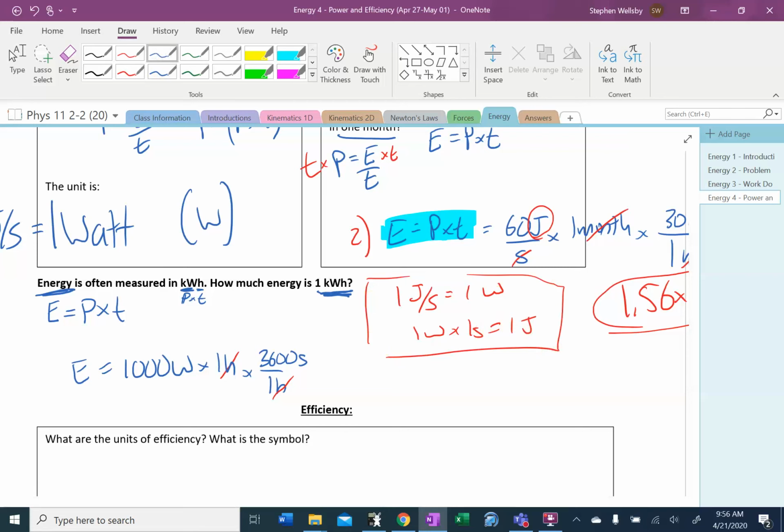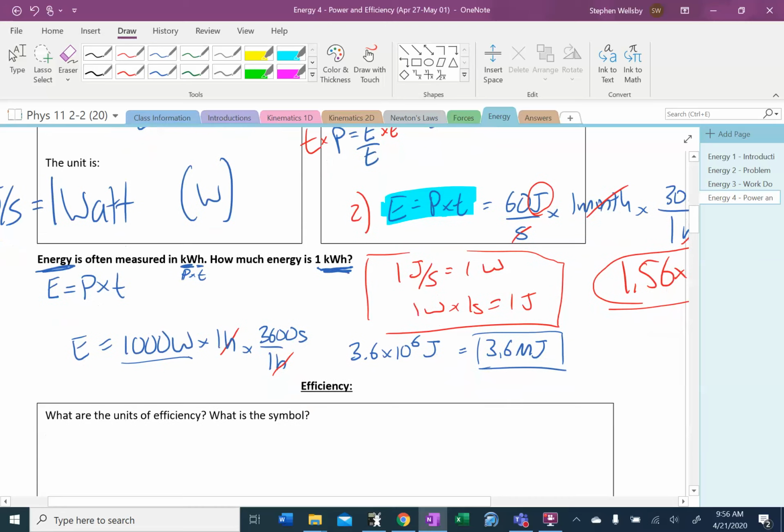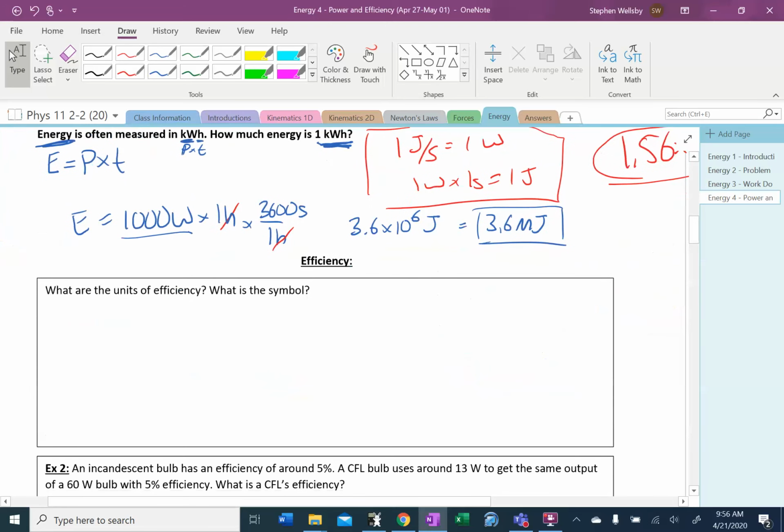So if energy is measured in kilowatt hours, then 1,000 watts, 1 kilowatt, times 1 hour, which is 3,600 seconds, is going to give me 3.6 times 10 to the 6 joules, or we can just say 3.6 megajoules, because mega is times 10 to the power of 6. So 1 kilowatt hour is equal to 3.6 megajoules. So there you go. Learn something new, so that way when you pay your bills in the future for electricity, you'll know exactly how much energy you consume for the month.